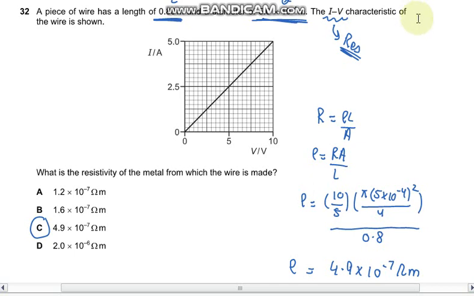So welcome back. We were on the discussion. We needed to find the resistivity. We were given the resistance from this graph, which is the reciprocal of the gradient, voltage over current, 10 by 5. The area was pi d squared, so the diameter is given as 5 × 10^-4, pi d squared by 4, divided by the length, which is 0.8 meters. Evaluating it would give us part C as our final answer.